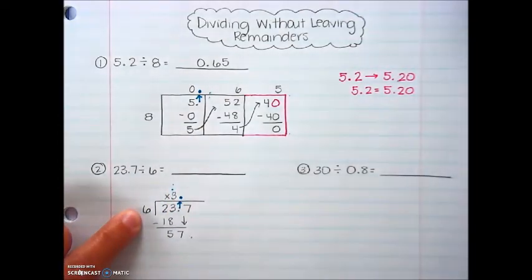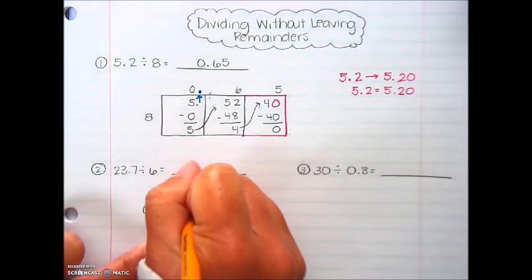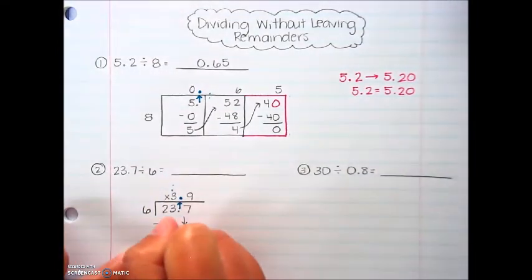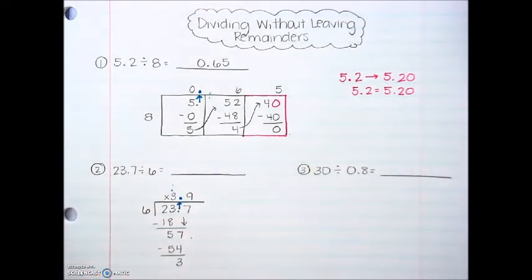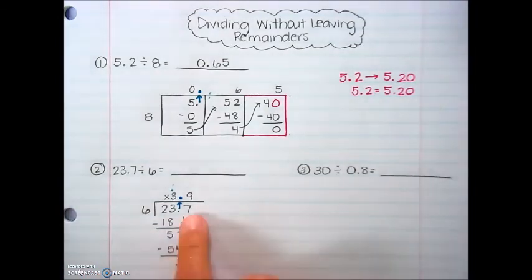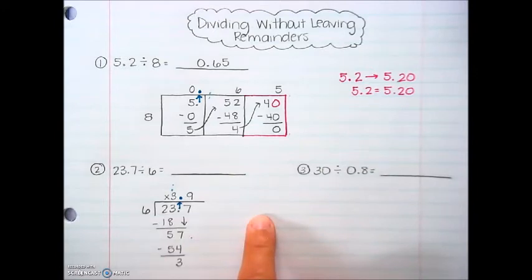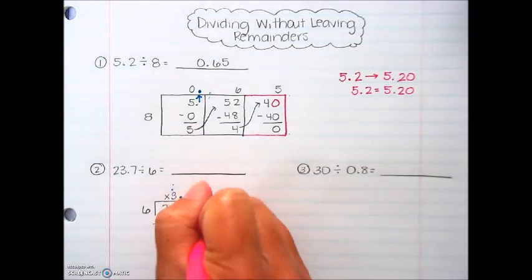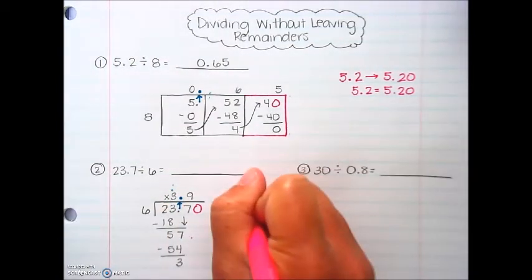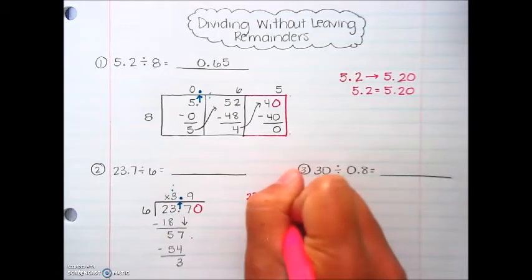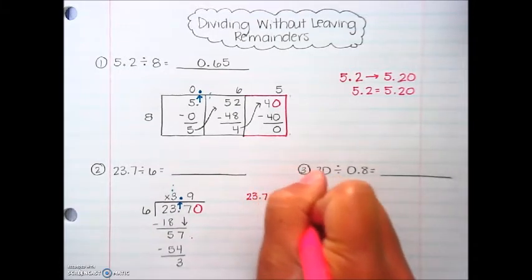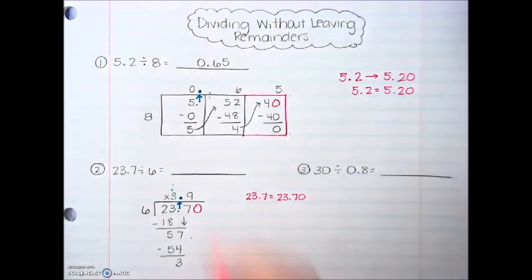I know that 6 times 9 is 54. So I'll subtract 54 things, and I'm left with 3. But now I have a remainder, but I have no more digits to solve in my dividend. So I'll add that placeholder 0. What I just did was I made 23 and 7/10 into 23 and 70 hundredths, which is exactly the same.